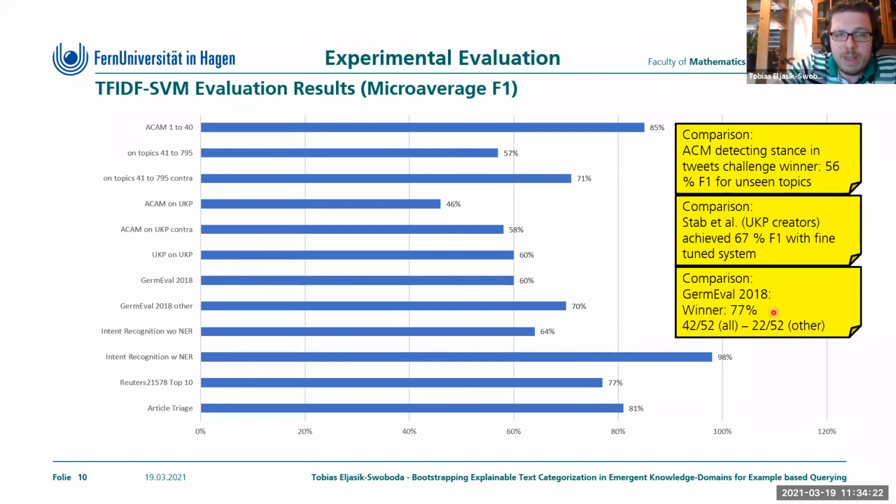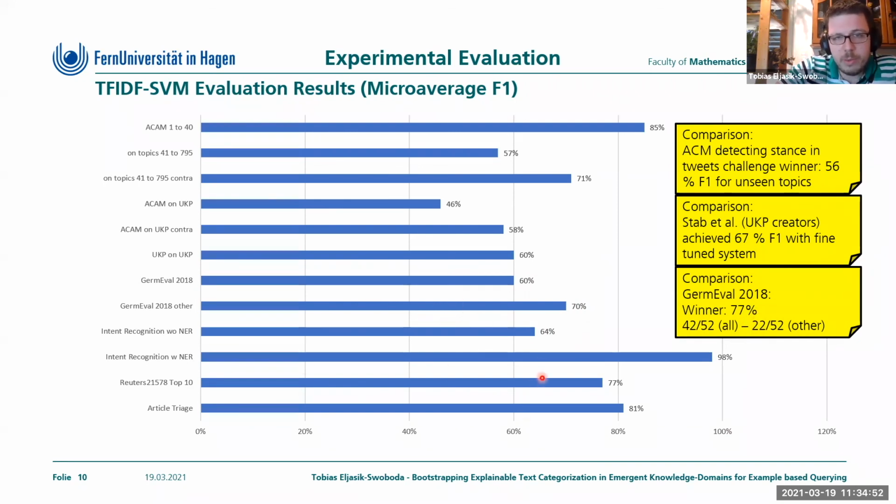And for the German challenge, we did not participate because we learned about it shortly after it was concluded. But had we participated with the off the bat system of 60%, we would have been placed 42 or 52. And with the added one line of code, using the knowledge that we are better at detecting the other category, we would be at 70%, 7% below the winner with a highly fine-tuned system.